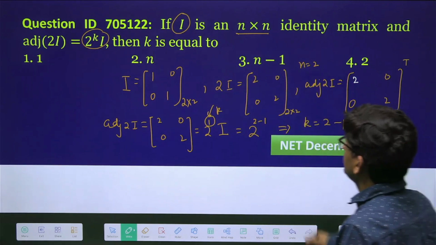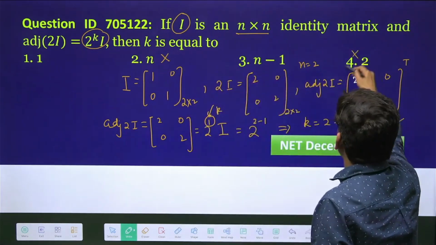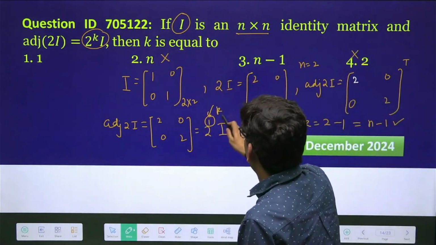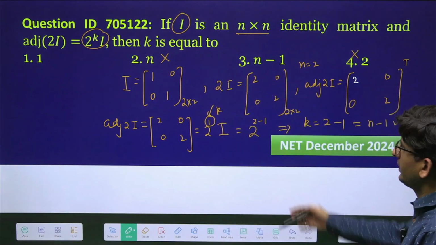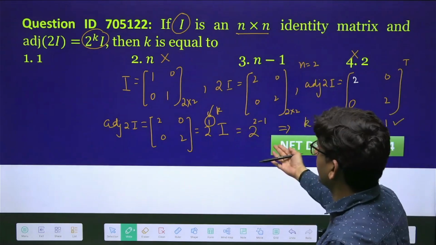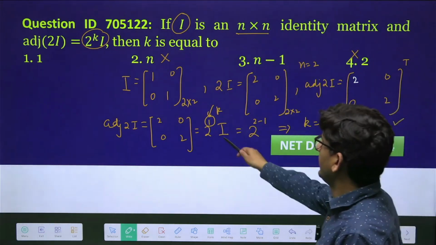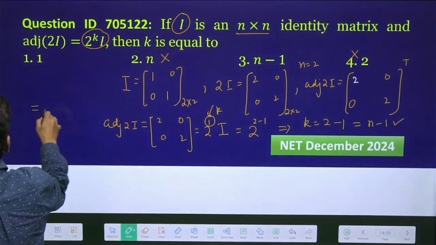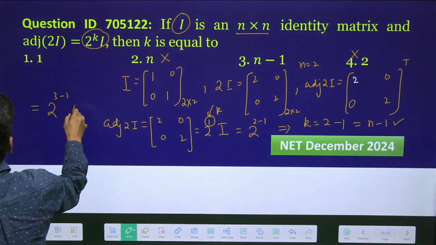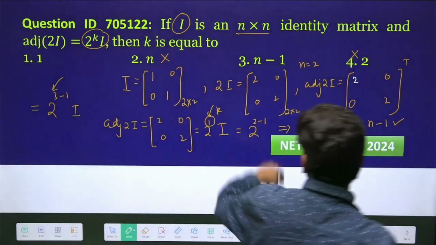Okay, so these two are wrong, and we have got k is equal to 1, but that is only for a 2 cross 2 matrix. If you take a 3 cross 3 matrix, you can check, it will become 3 minus 1, so for 3 cross 3 we will get 2 to the power 3 minus 1 I. Here n is equal to 3. So that's why option C is correct.